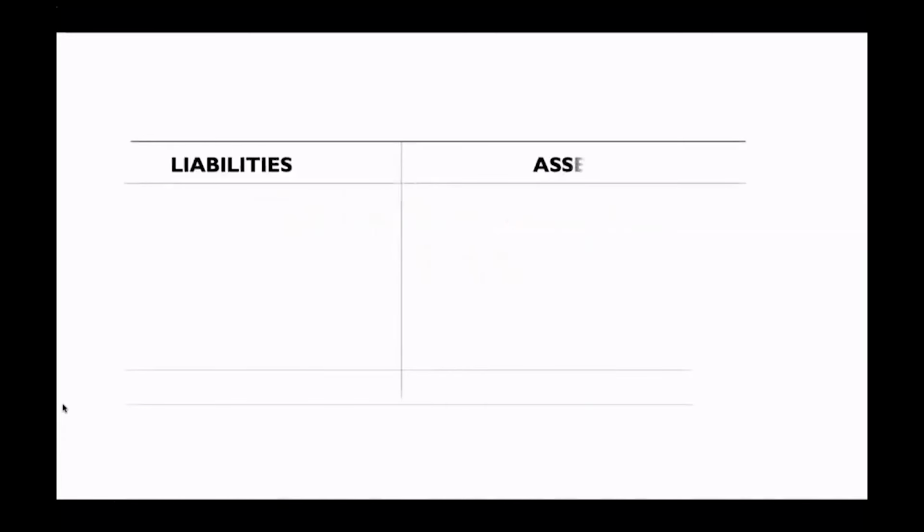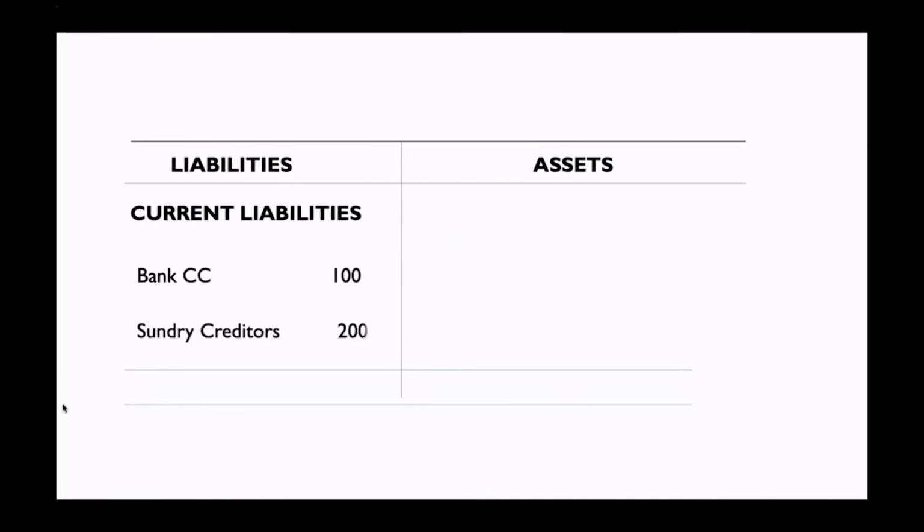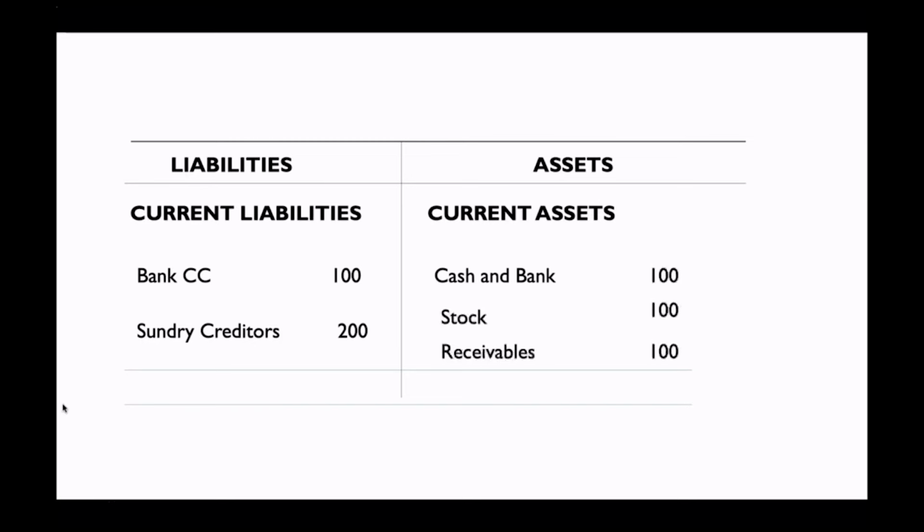So look at this scenario so that you can understand this better. Current liabilities are cash credit 100, sundry creditors 200, whereas current assets are cash and bank of 100, stock of 100 and receivables of 100. Okay, so the total on both sides is 300. So this is exactly our scenario 2 in current ratio discussion. I said it might look like an ideal scenario, but this is not an ideal scenario. Okay, now why is this not an ideal scenario, even though the short-term funds are exactly used for short-term assets.